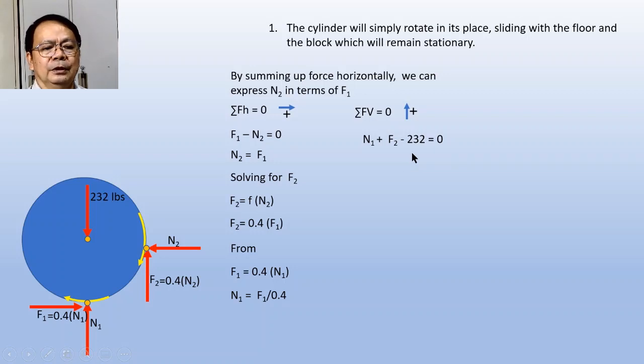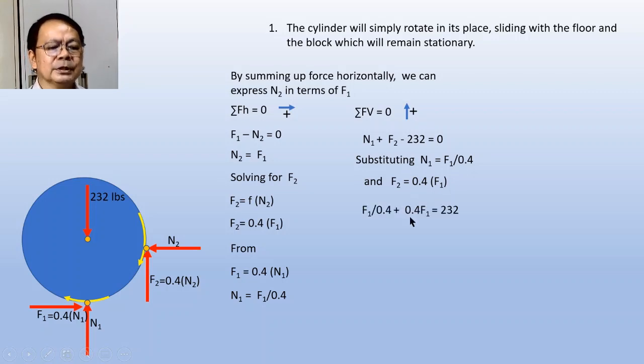Now, if we're going to substitute the value, diba? Substitute natin yung value of N sub 1, which is this one, which is F sub 1 over 0.4. At itong F sub 2 na ang value naman ay 0.4 multiplied by F sub 1 in this equation. Therefore, our equation becomes F sub 1 over 0.4, which is equal to N sub 1, ano? Plus F sub 2, na ang value naman ay ito, 0.4 multiplied by F sub 1, shall be equal to 232. Now, if we're going to simplify this equation, we can solve for F sub 1.